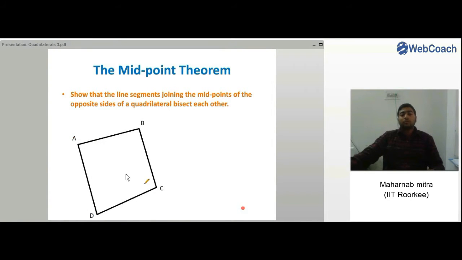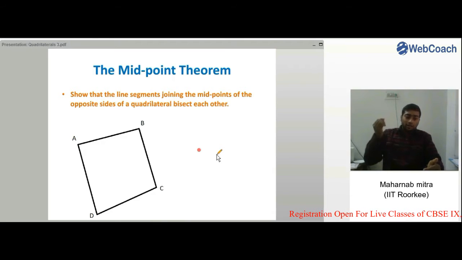Let us use what we have learned from that figure in this question. Here we need to show that the line segments joining the midpoints of the opposite sides of a quadrilateral bisect each other. Let me repeat, the line segments joining the midpoints of the opposite sides. We need to join the midpoints of the opposite sides, and we need to show that these line segments, which go crisscross way, actually intersect at a point where they bisect each other.